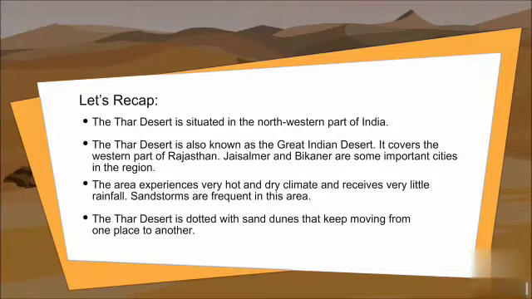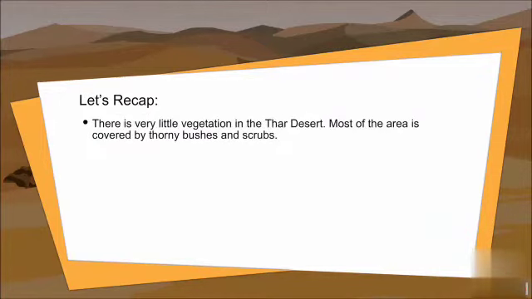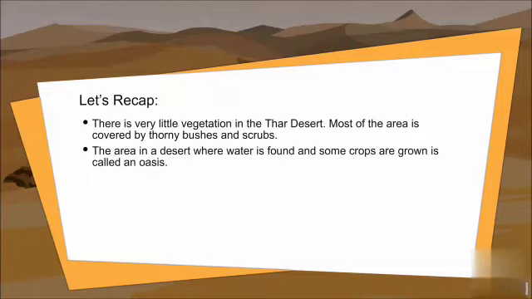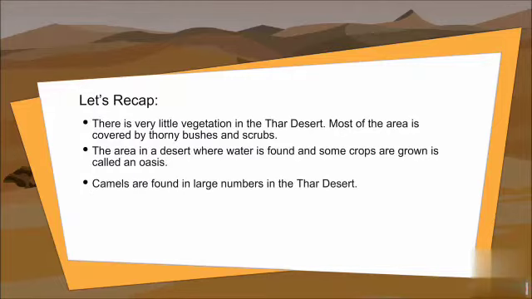The Thar Desert is dotted with sand dunes that keep moving from one place to another. There is very little vegetation in the Thar Desert. Most of the area is covered by thorny bushes and scrubs. The area in a desert where water is found and some crops are grown is called an oasis. Camels are found in large numbers in the Thar Desert.